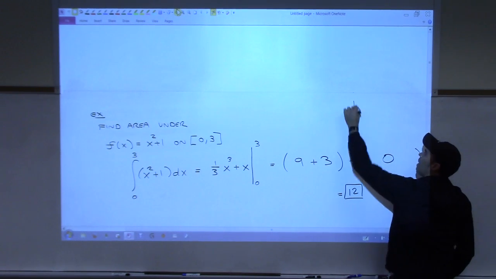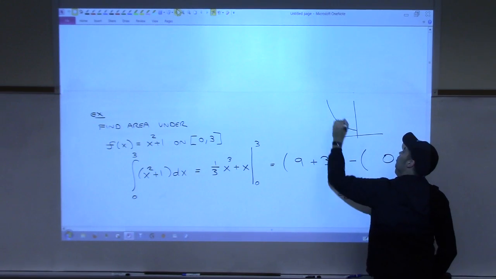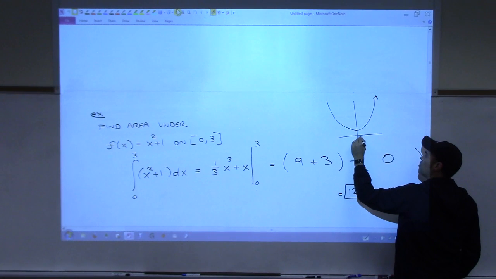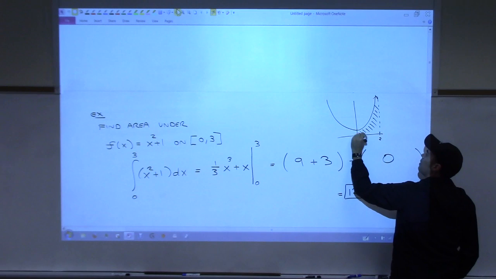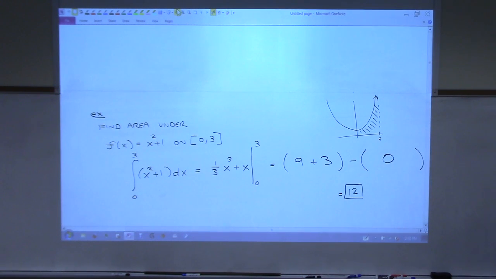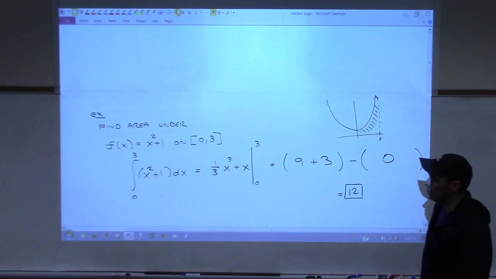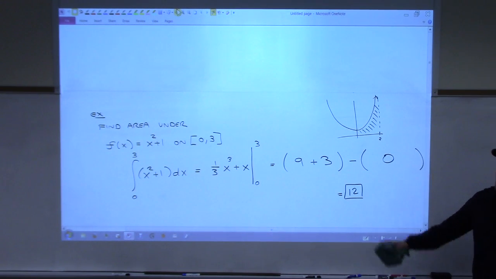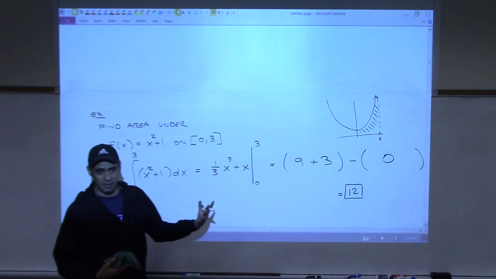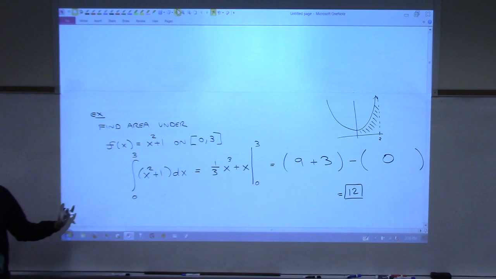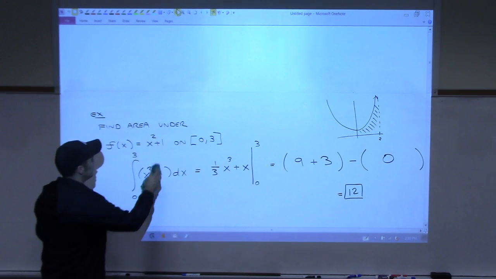Remember, that's saying if you graph this parabola that's been moved up 1, and you look between 0 and 3, and you want to know what that area is, it's actually exactly 12. Doesn't seem like it should be that way, but it is. So now if I tell you that I'm going to put a couple of these on the test, do you think this is doable? As long as you get the notation down.